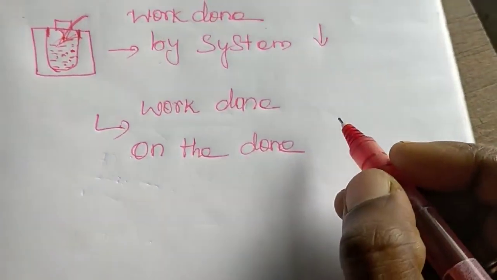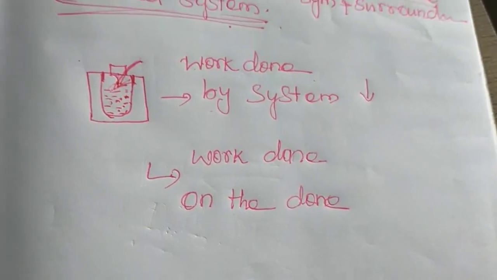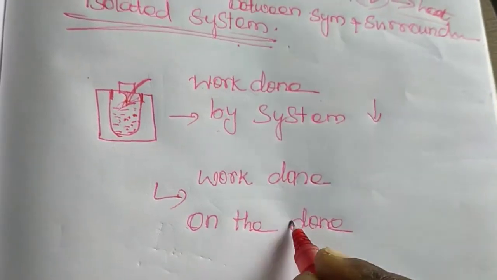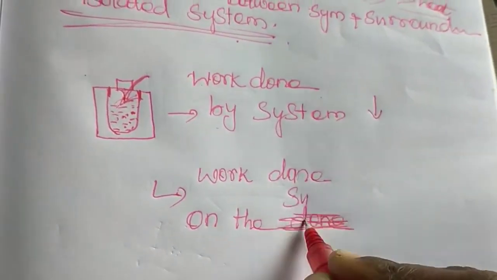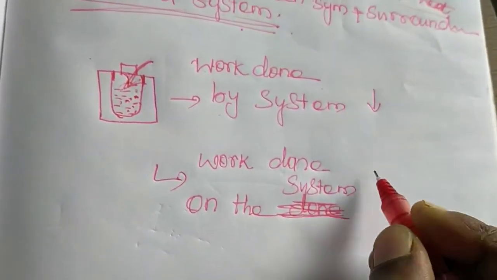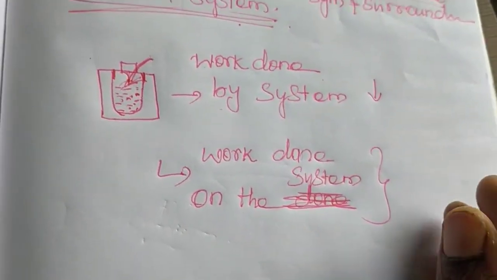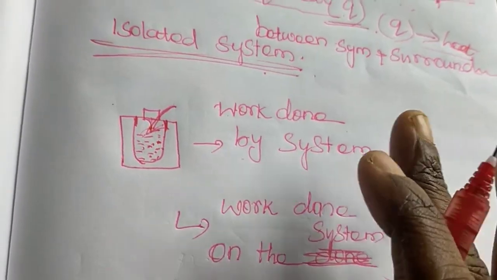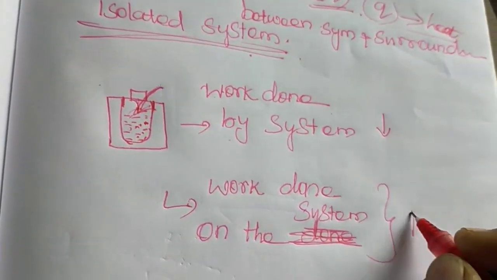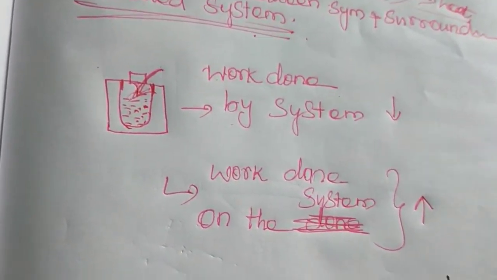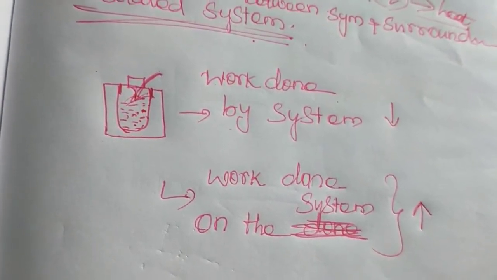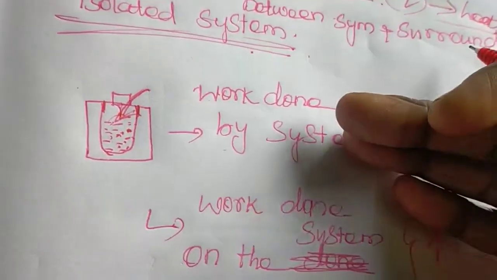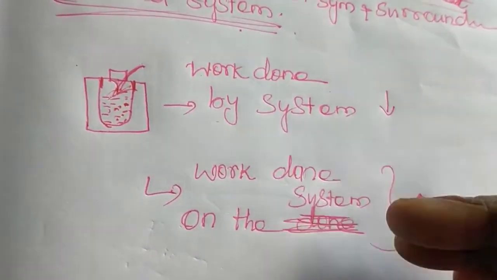Then work done on the system means what? The surrounding is applying some temperature into the system. So it is increasing the temperature. It is increasing the temperature. Okay. So this is the work done by the system and work done on the system.